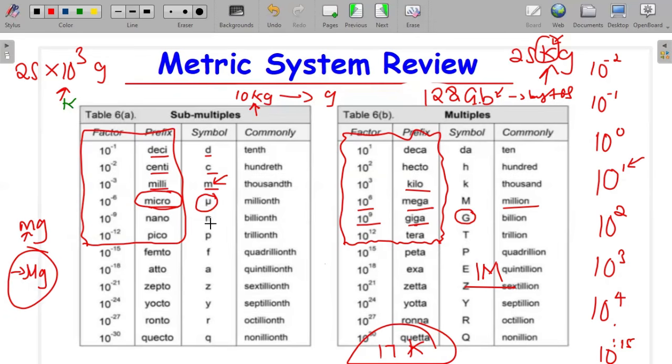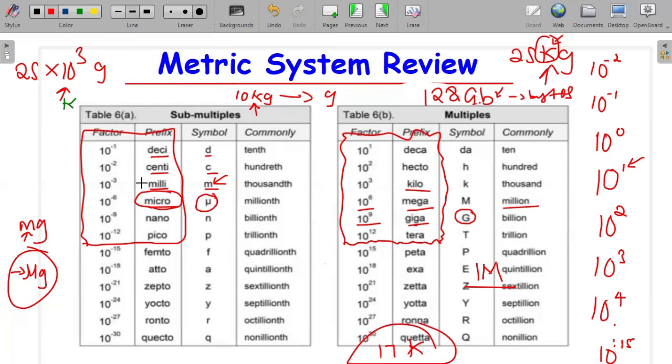And then the nano is just small letter n, the pico, small letter p. So you have to know the symbol for each of these prefixes, and the numerical value. If I say pico, I have to know that that is 10 to the power minus 12. Nano, 10 to the power minus 9. If I say micro, that's 10 to the power minus 6.